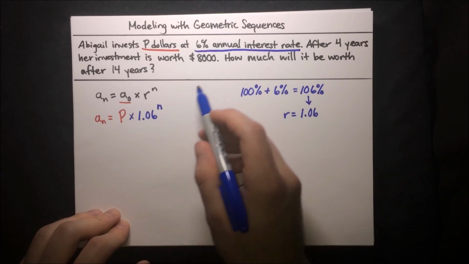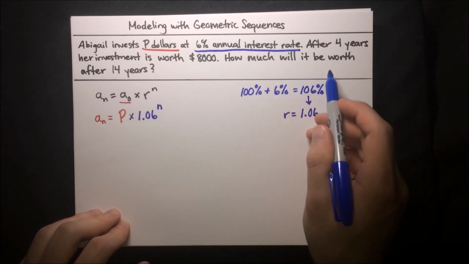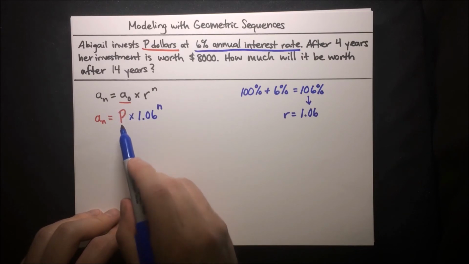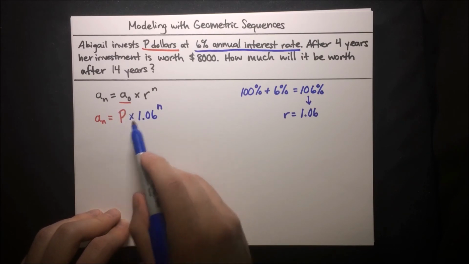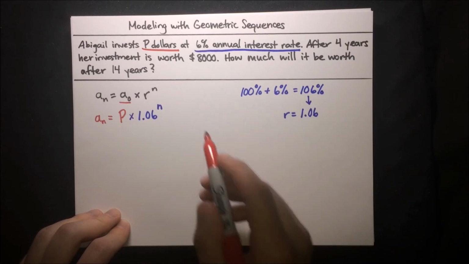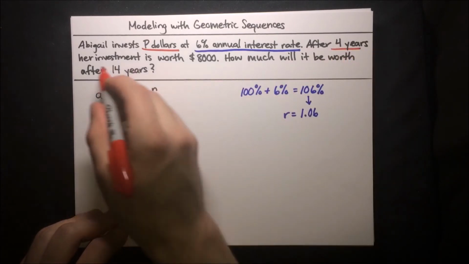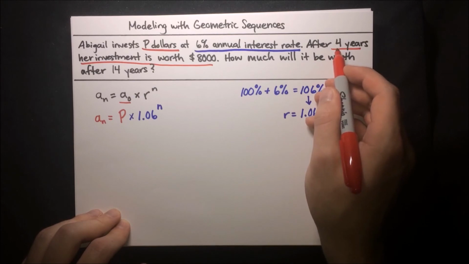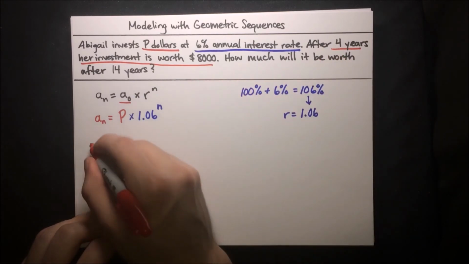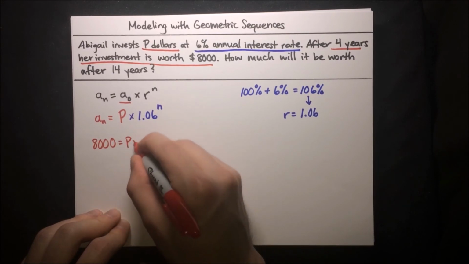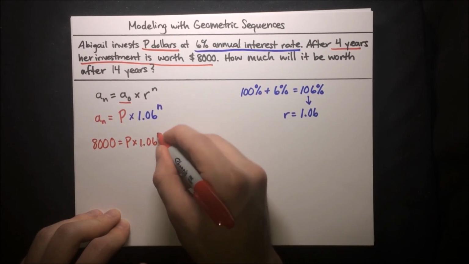Now we could try to plug in n equals 14 to get the amount that it's worth after 14 years, but one issue here is that we don't know what P is still. So we need to figure out what P is before we plug in n equals 14. And to do that, we can use this information. After 4 years, her investment is worth $8,000. That tells us that when we plug in 4 for n, the result should come out to 8,000. So 8,000 equals P times 1.06 to the fourth.